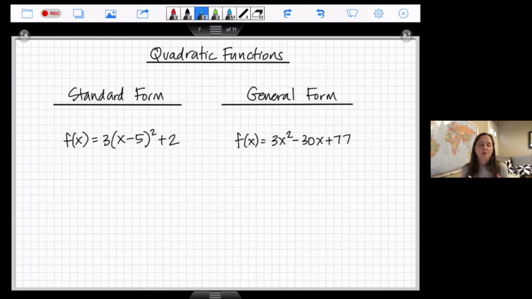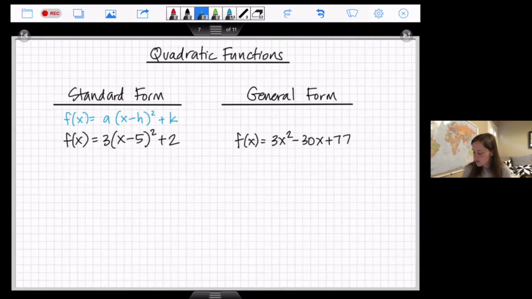In the last video, all of our quadratic functions were written in what we call standard form. And this is that transformation form of the quadratic function. So last time we were writing this as f of x equals a times x minus h squared plus k. And we saw that this gave us a lot of information about the graph, right?